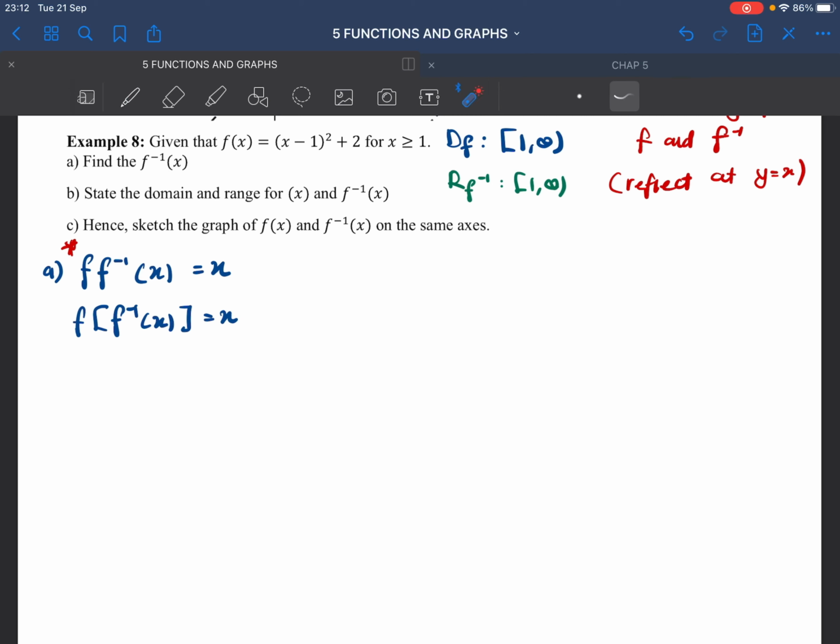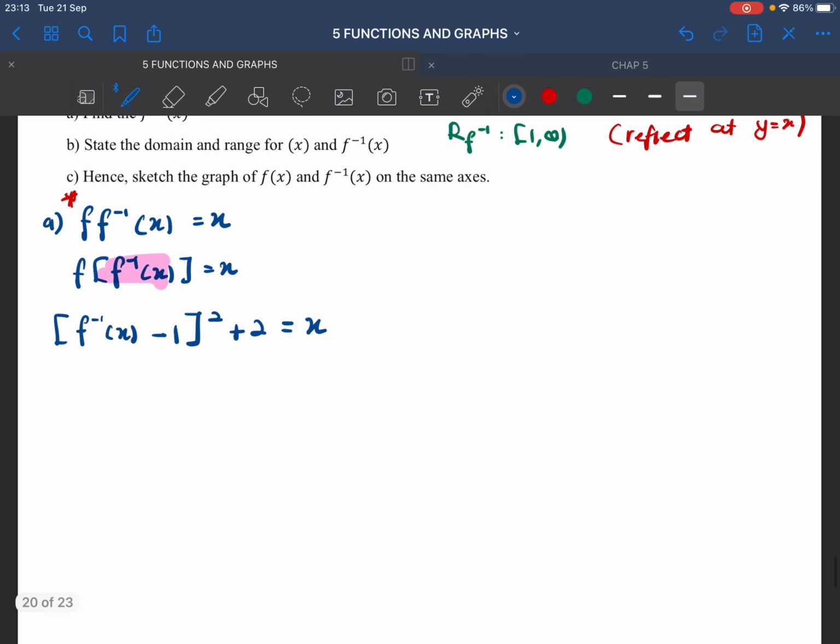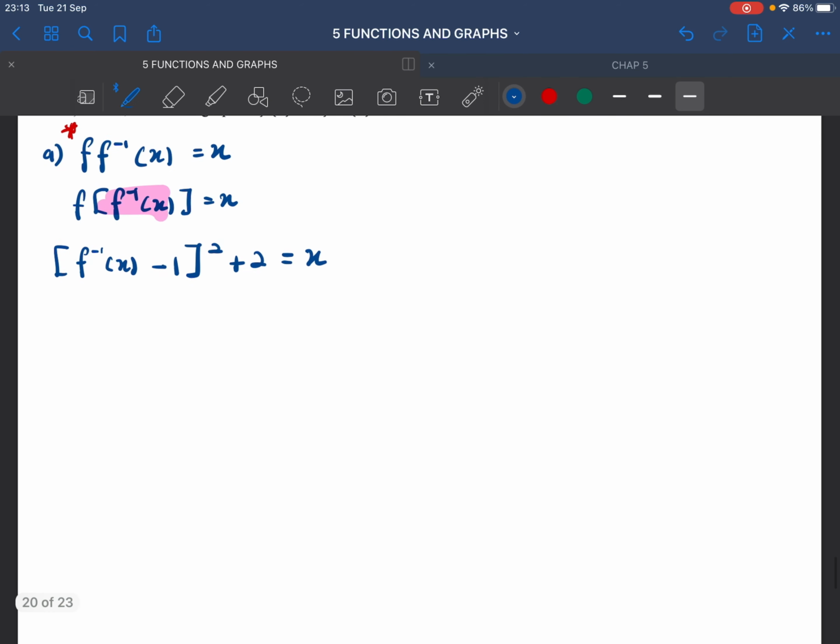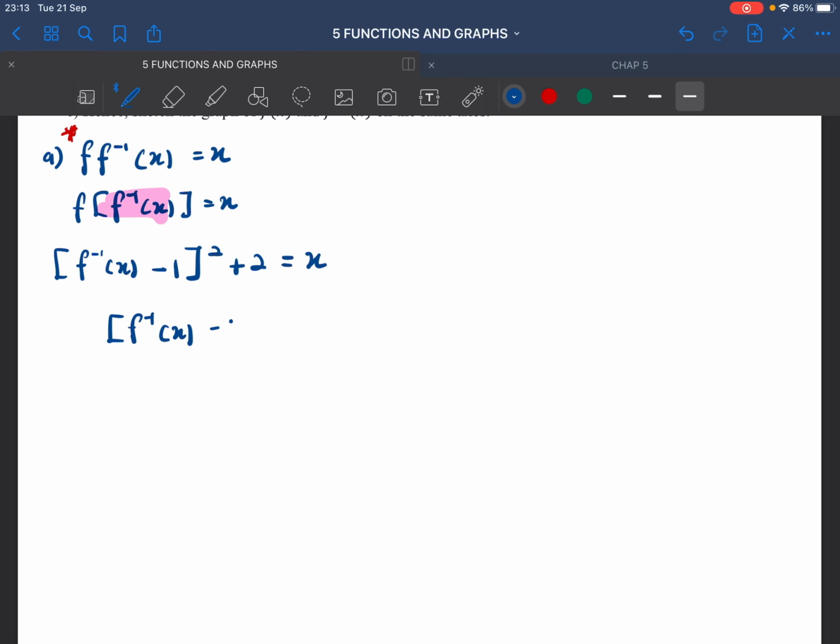Okay, so function f kita ialah ini. Apa yang kita kena buat ialah kita kena substitutekan f inverse dekat dalam x kita. So kita akan dapat bracket f inverse x minus 1 square plus 2 equals to x. Okay, so now what we have to do is we have to make f inverse as subject lah. So susun satu-satu, susun perlahan-perlahan. Kita ada f inverse x minus 1 square is equals to x minus 2.